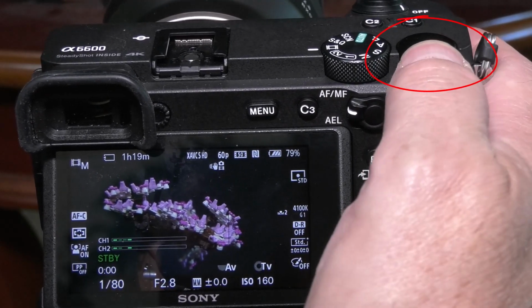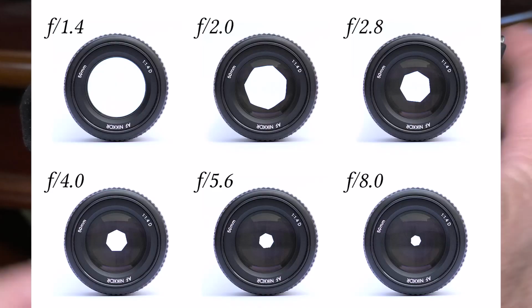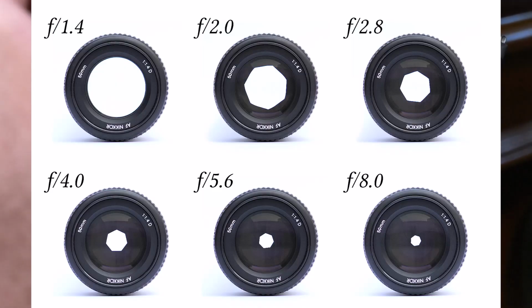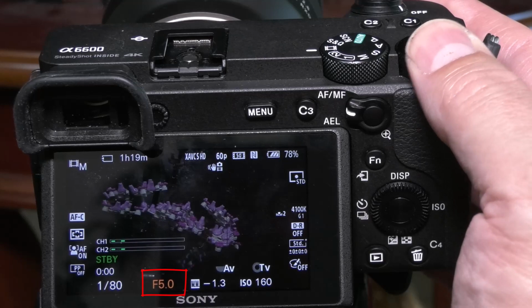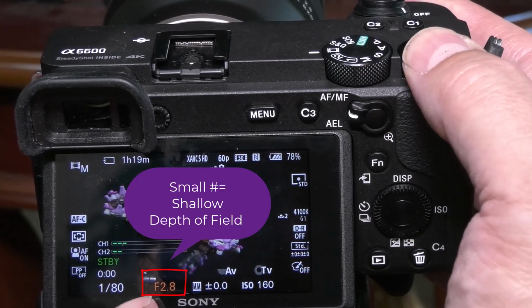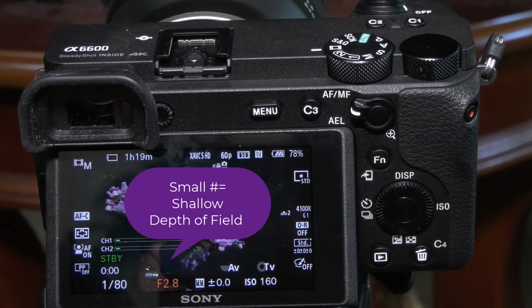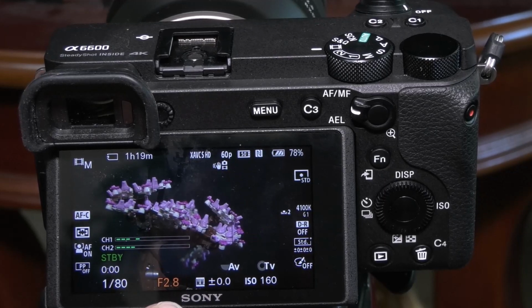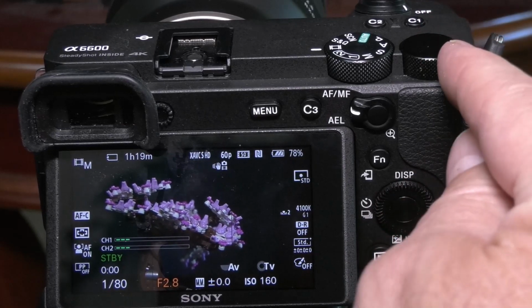Next is up here, this wheel right here is your aperture or f-stop. It opens or closes the hole in the iris, and this controls depth of field. So the lower I go, the smaller this number, the shallower the depth of field. Right now I want a shallow depth of field, so I'm going to set it to f2.0, and I use this wheel right here.